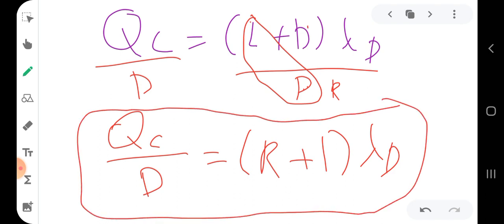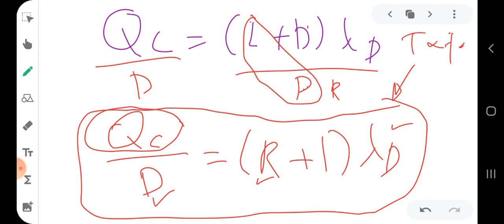So if we know lambda D from the graph, and we know the reflux ratio from the minimum reflux ratio, and we know the distillate from the material balance, we can determine the condenser duty. But be careful, please. This is assuming a total condenser.